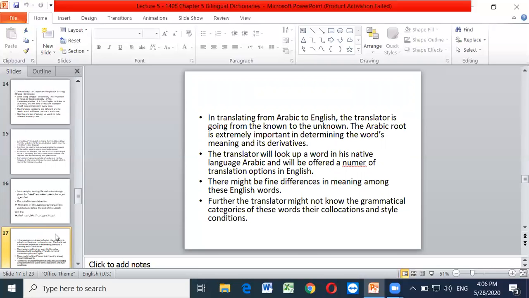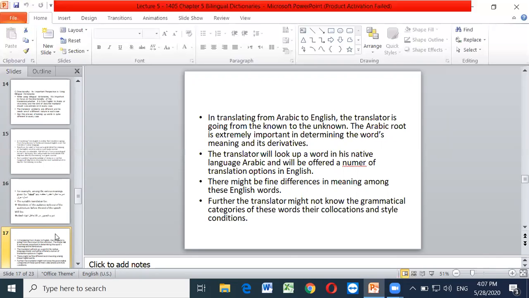The translator will look up a word in his native Arabic through the root of the word and will be offered a number of translation options in English. Once he is offered the number of translation options in English, the difficulty then becomes which word to choose in the English language, because the translator might not know the subtle, fine differences in meaning between the English words. So again, he will have to resort to a monolingual general English dictionary.